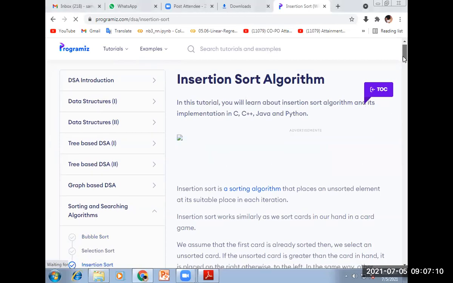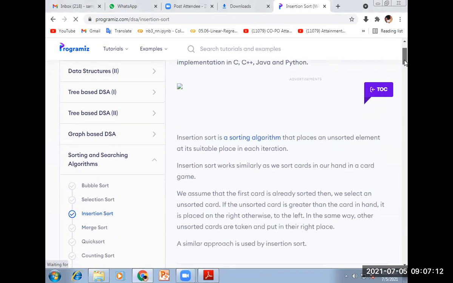Insertion sort works similarly to how we sort the cards in our hand in a card game. You already know the card game. In the same manner, we insert here.